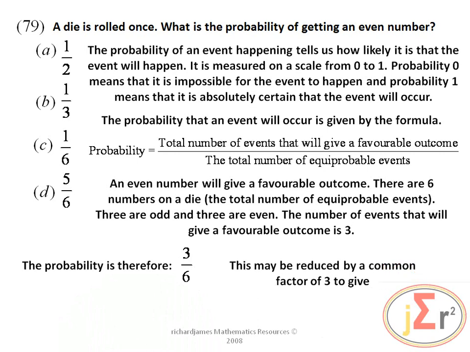So this may be reduced by a common factor of 3. So 3 into 3 is 1 and 3 into 6 is 2. The correct answer is option A.